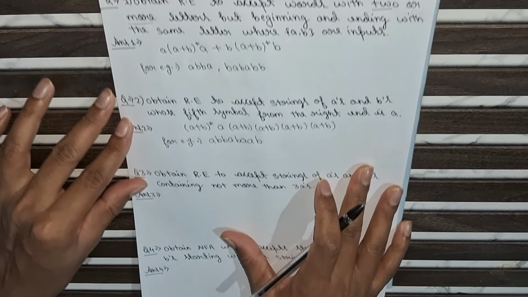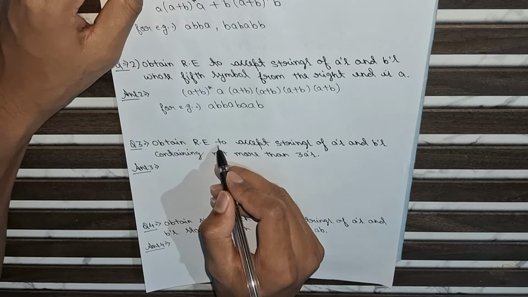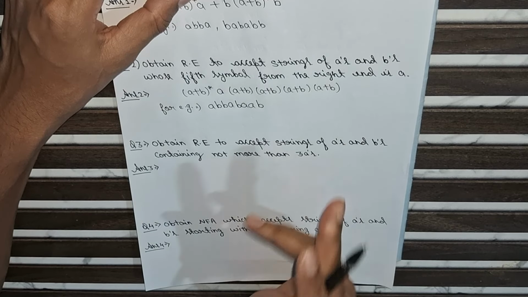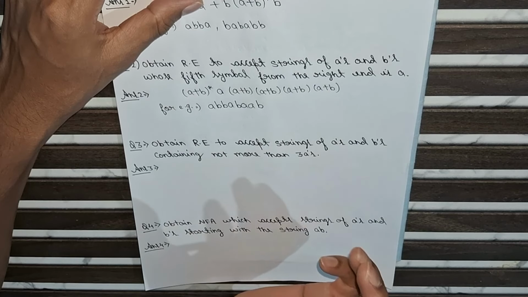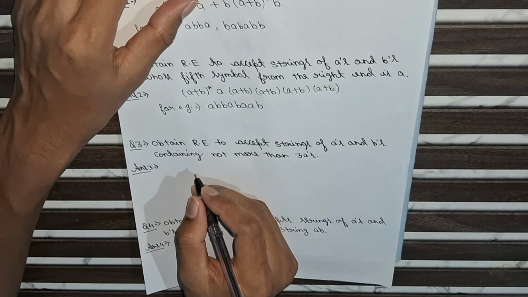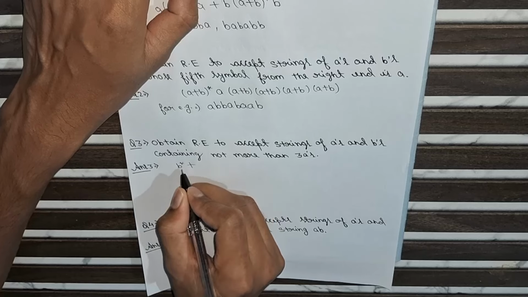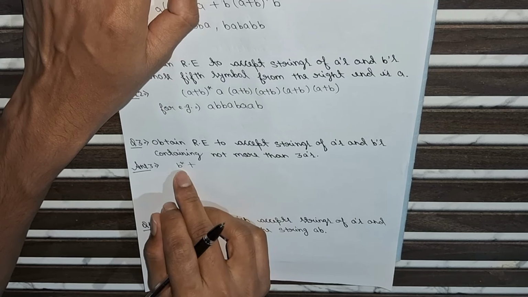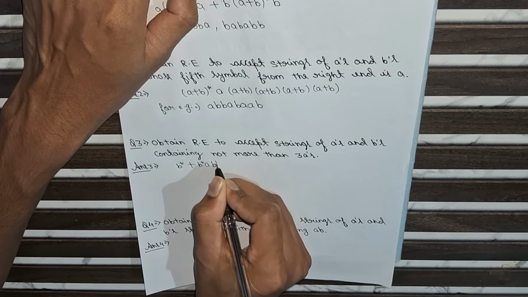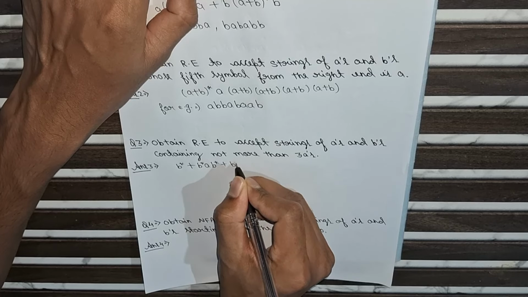Now we will move to the third question. In the third question we have to obtain a regular expression to accept strings of a's and b's containing not more than 3 a's. The condition is a string consisting of not more than 3 a's. So how will we do this? We will simply write b*, plus, here 0 a's are also possible, so we write this first. Now 1 a is also possible, so 1 a is there, plus 2 a's is also possible.